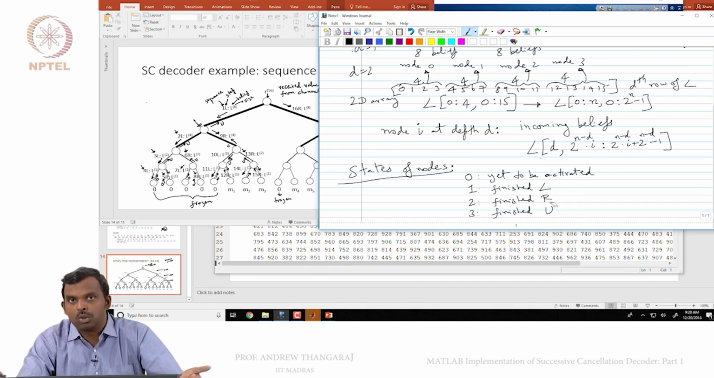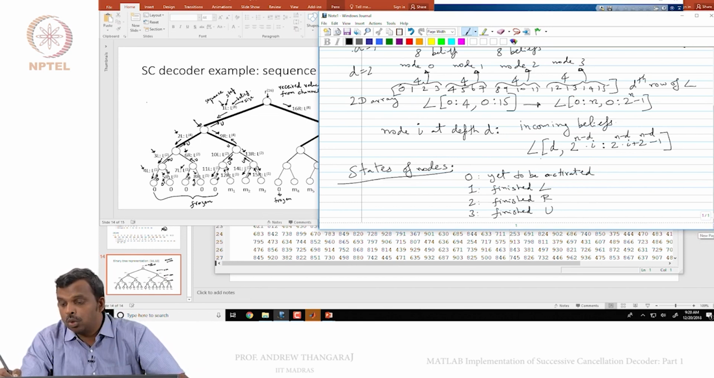Once you have done U for that node, you know what these L, R, and U are, there are 3 different steps that we do on the node, it goes into state 3. Once it goes into state 3, it's done. So this is how you will store the node, and then how are you going to store the states?